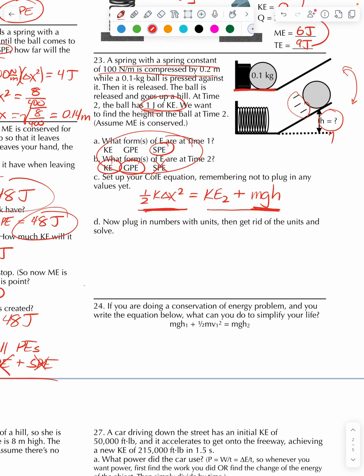Now we plug in numbers with units. Again, you don't have to show your work. Then get rid of the units and solve. I just do that because I always want you to check that all the units look reasonable. So of course on the final, don't waste your time. So 1/2, the spring constant is 100 newtons per meter. The displacement is 0.2 meters squared, right? Then KE is 1 joule. Great, we don't have to use 1/2 mv squared. The m is, I wrote that somewhere, 0.1 kilograms.